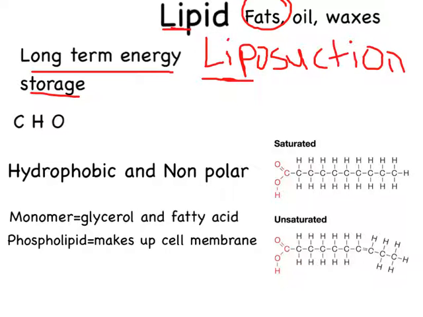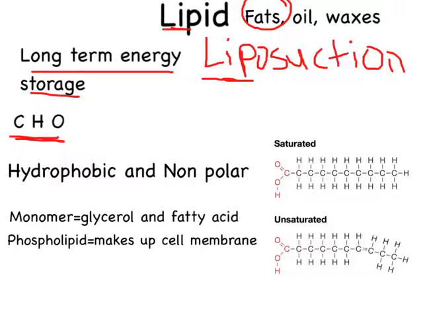Now, notice that lipids, just like carbohydrates, also contain the elements C, H, and O: carbon, hydrogen, oxygen, or CHO. All right, but don't be confused, because the structure of the lipid is going to be very different from the structure of the carbohydrate, right? Whereas the carbohydrate was a ring shape, the lipid is going to be a chain.